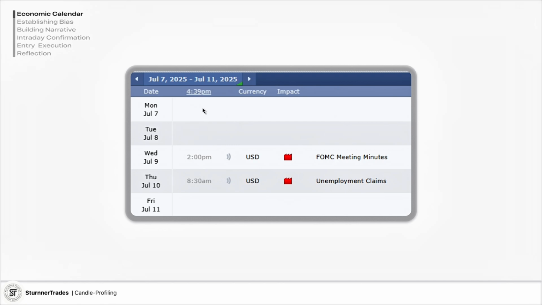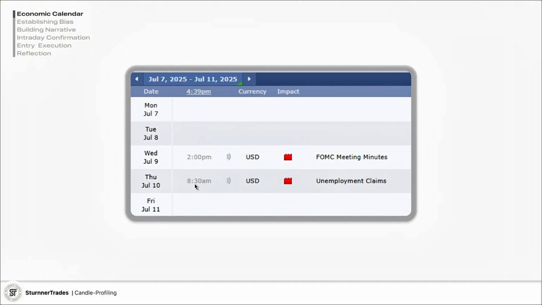So here is what I noticed this week. Monday, no major news. Tuesday, still nothing to worry about. Then on Wednesday, we've got FOMC meeting minutes dropping at 2 p.m. That's one to take note of. It's a market mover. Then Thursday, we've got unemployment claims at 8:30 a.m. And finally, Friday, no major news again.